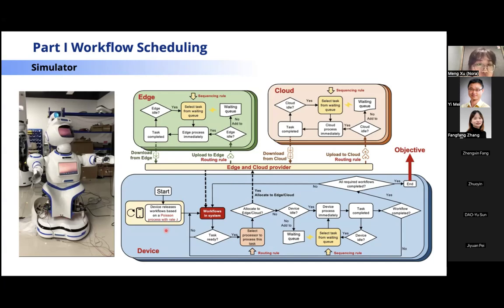So the simulator works as follows: first, the device or the robot will release some workflows. The workflows represent a set of tasks for the guided tour goal based on a person's process. And then we will use the routing rule to decide whether to allocate the task to edge or cloud, or just process the task by the robot itself.